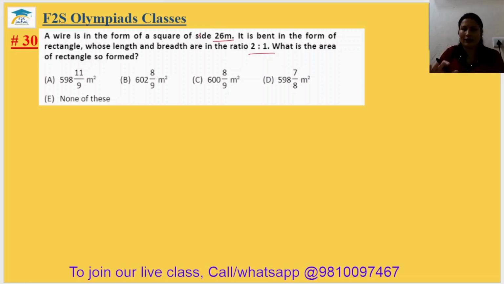Since the same wire is used to make the rectangle, we can say the perimeter of the square will be equal to the perimeter of the rectangle. Okay. So what will be the perimeter of the square? I am writing PS for the perimeter of the square. So that will be 4 multiplied by 26. That is your 104 meter.